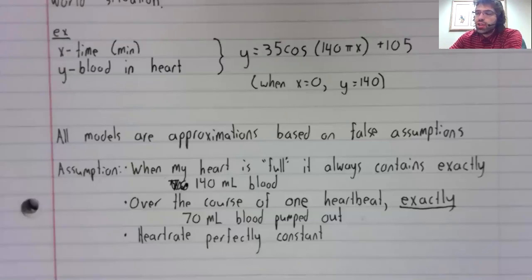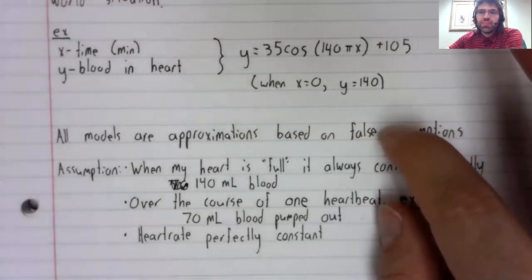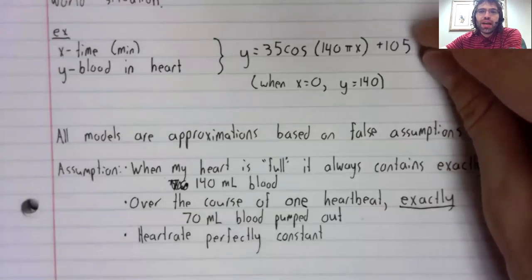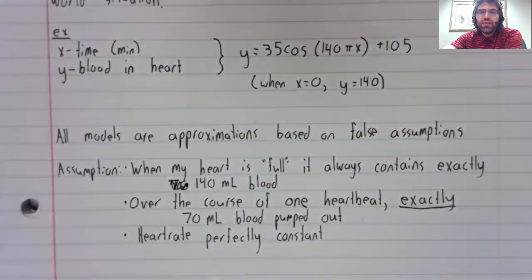And it makes the assumption that my heart rate is a perfectly constant 70 beats per minute. That's not true either. Even if you're at rest, there are slight variances in your heart rate. So if we take these false assumptions, the equation we get from them must also be false. And that doesn't mean that modeling is useless or nobody would do it. It's just something to be aware of, that if you're working with models, you're only approximating reality.